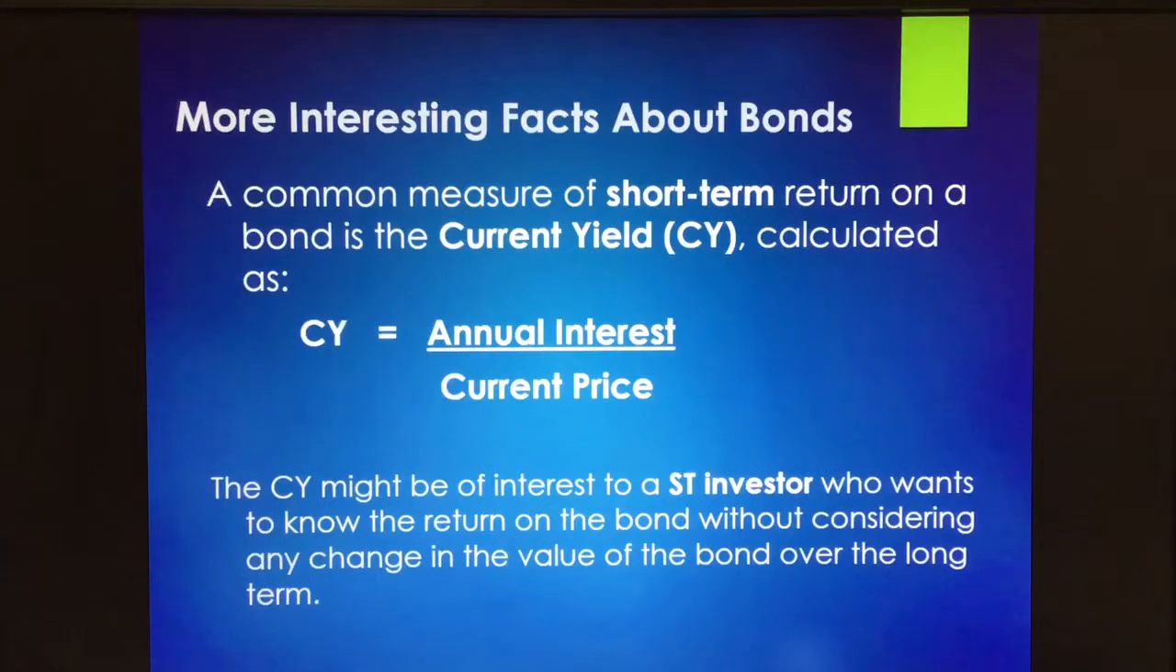A common measure of short-term return on a bond is what's called the current yield. Here's how it's calculated. We divide the annual interest, these are dollar amounts, by the current market price of the bond. Now, the current yield is not just the yield to maturity at the present time. It actually is a specific ratio you need to understand.